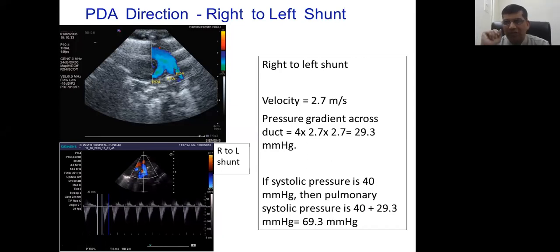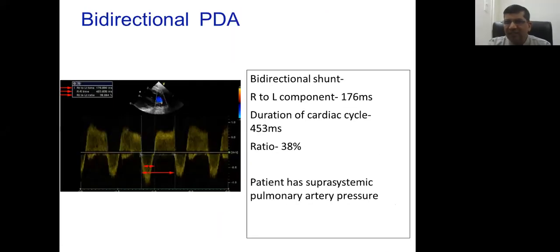That is what I'm talking about here. So what are we talking about here? We are talking about a suprasystemic pressure. I know the systemic and the suprasystemic, these are right to left. So friends, when you're talking bidirectional, this component should be more than 30%. Once this component is more than 30%, then do the right to left component measurements.